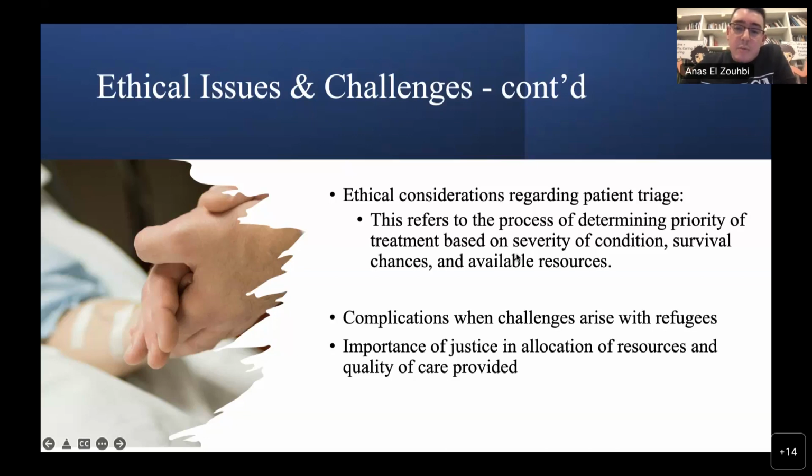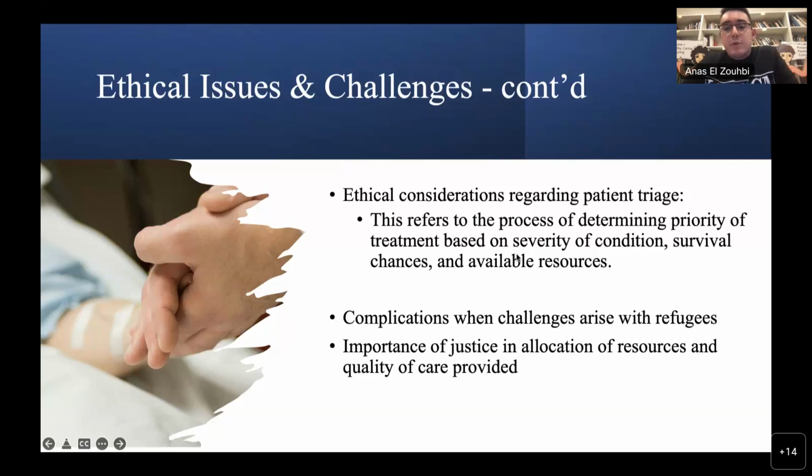Are there any issues if the first patient is a refugee, if the second patient is a normal citizen within the country? Do these issues matter? All of these need to be considered. Complications, again, when challenges arise with refugees. Some diseases may require follow-ups, multiple follow-ups, multiple lifelong treatment, etc. So how do these get covered as well?